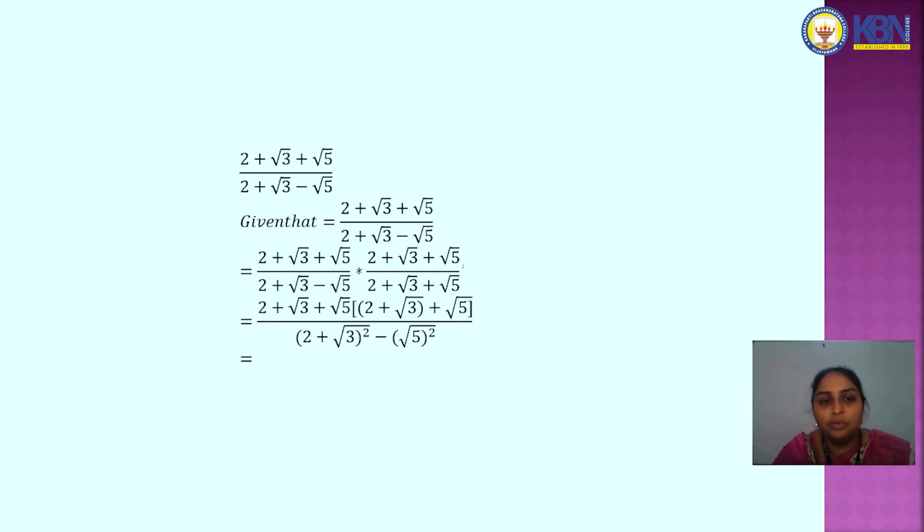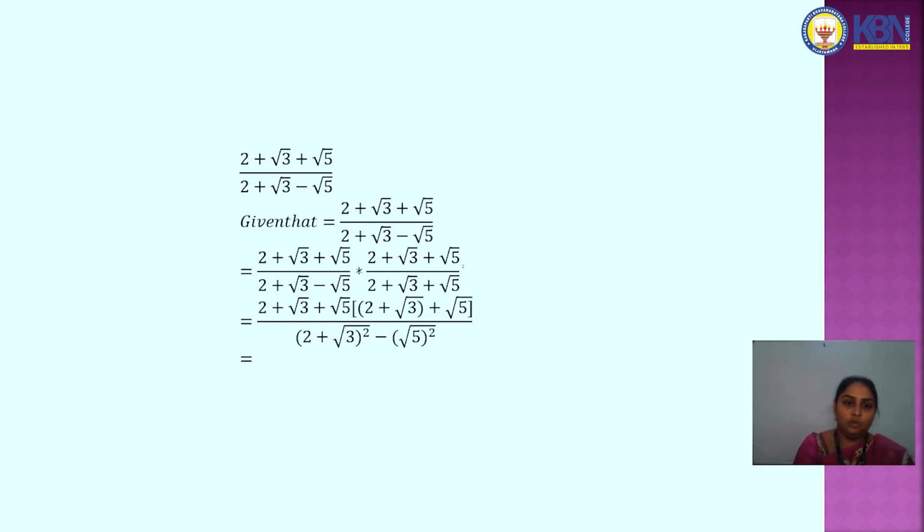To remove the roots in the denominator, we have to multiply and divide by its conjugate. So 2 plus root 3 minus root 5 has the conjugate 2 plus root 3 plus root 5. So now, by using the conjugate of the denominator, we multiply and divide. Then we get 2 plus root 3 plus root 5 by 2 plus root 3 minus root 5 into 2 plus root 3 plus root 5 by 2 plus root 3 plus root 5.